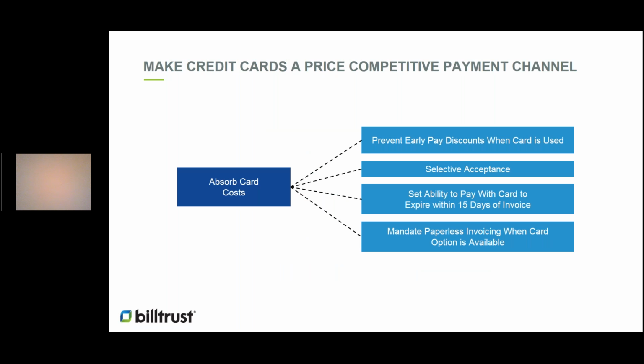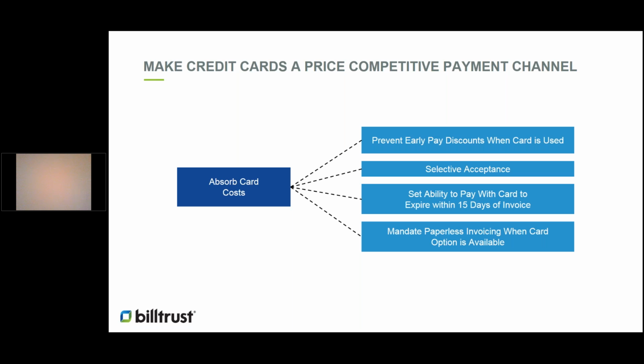So aside from interchange optimization, there are, of course, other ways that you could make credit cards a potentially price competitive payment channel. In this case, we're assuming that you're absorbing the card cost. If you're absorbing the interchange fee, you're still accepting credit cards, you're going to deal with the interchange fee. What are some ways that we can help minimize the cost of accepting credit cards? Well, there are really a few ways that you could do this.